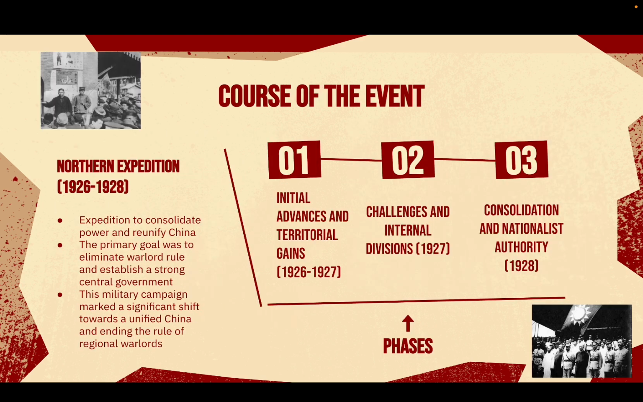it unfold. So getting into the course of the events, one of the first events is the Northern Expedition. It was an expedition to consolidate power and reunify China. There were 3 phases in this event. The first phase is the initial advances and territorial gains, next was the challenges and internal divisions, and third, the consolidation of nationalist authority.